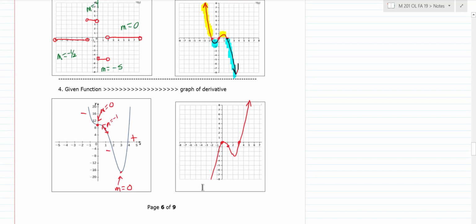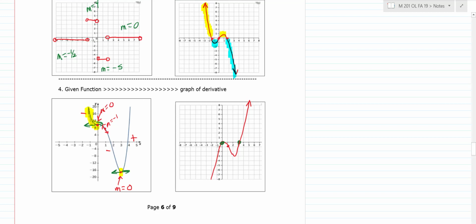Okay, the next one's kind of the same way. The way I looked at this is there are 2 places on this graph where the tangent lines would be horizontal. Right here, it looks like you'd have a horizontal tangent line. Right here, you'd have a horizontal tangent line. So if x is 3, the derivative is 0. If x is 0, the derivative is 0. Then again, I do the same thought process.